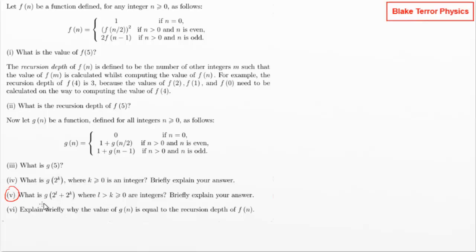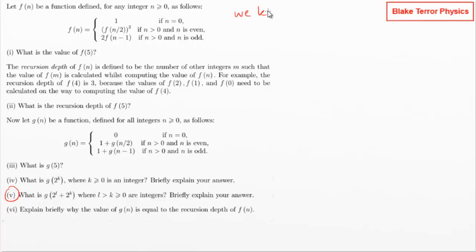So what is g of 2 to the power L plus 2 to the power k, where L is greater than k, and they're both integers greater than or equal to 0? Briefly explain your answer. Well, we know the basic process that happens when we're using function g. We're reducing the powers down by 1 each time. So every time we loop through g, we add 1 to the total and reduce the powers down. So let's start from that point of view.